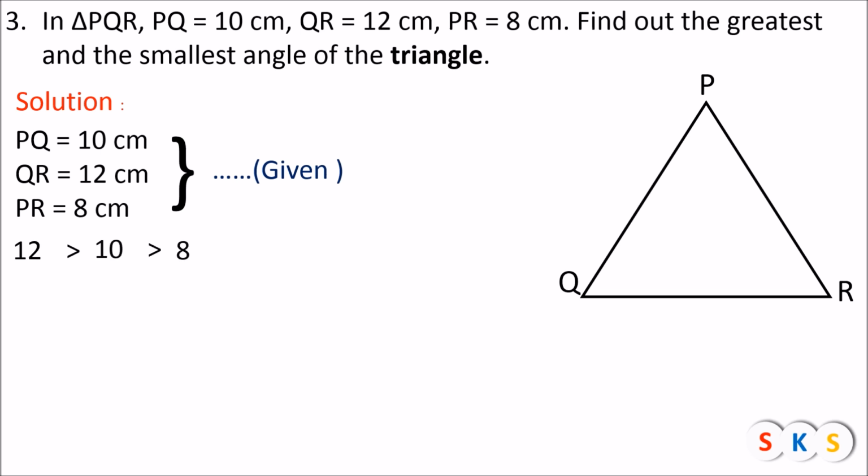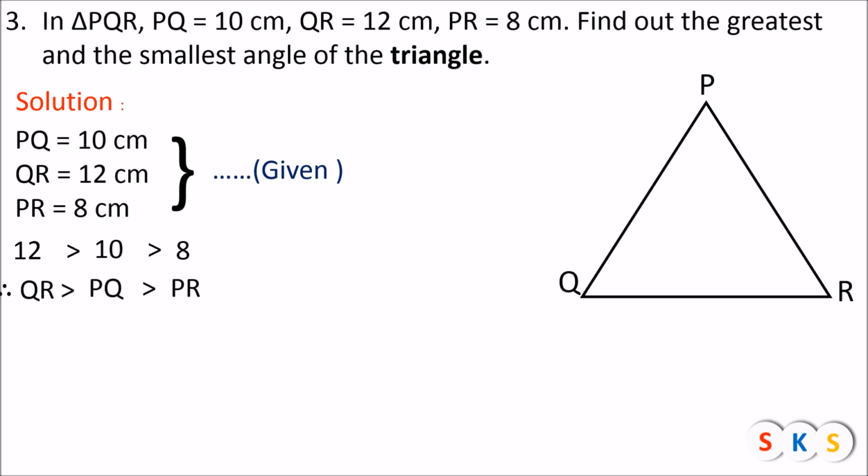Now with the help of these lengths, we can arrange the sides of this triangle in descending order. You can see that 12 centimeter is the length of QR. So here we will write QR greater, and 10 centimeter is the length of PQ, and 8 centimeter is the length of PR. So we get QR is greater than PQ and PQ is greater than PR. That means QR greater than PQ greater than PR.